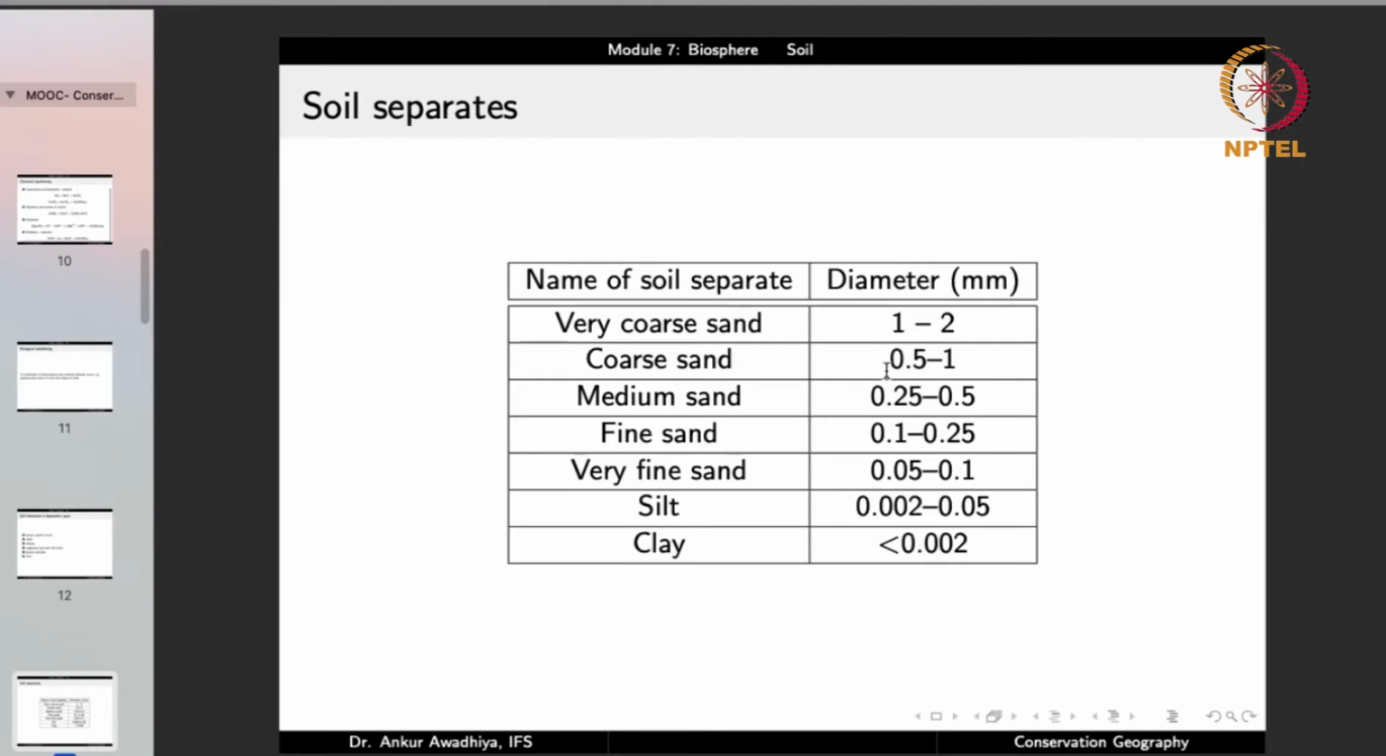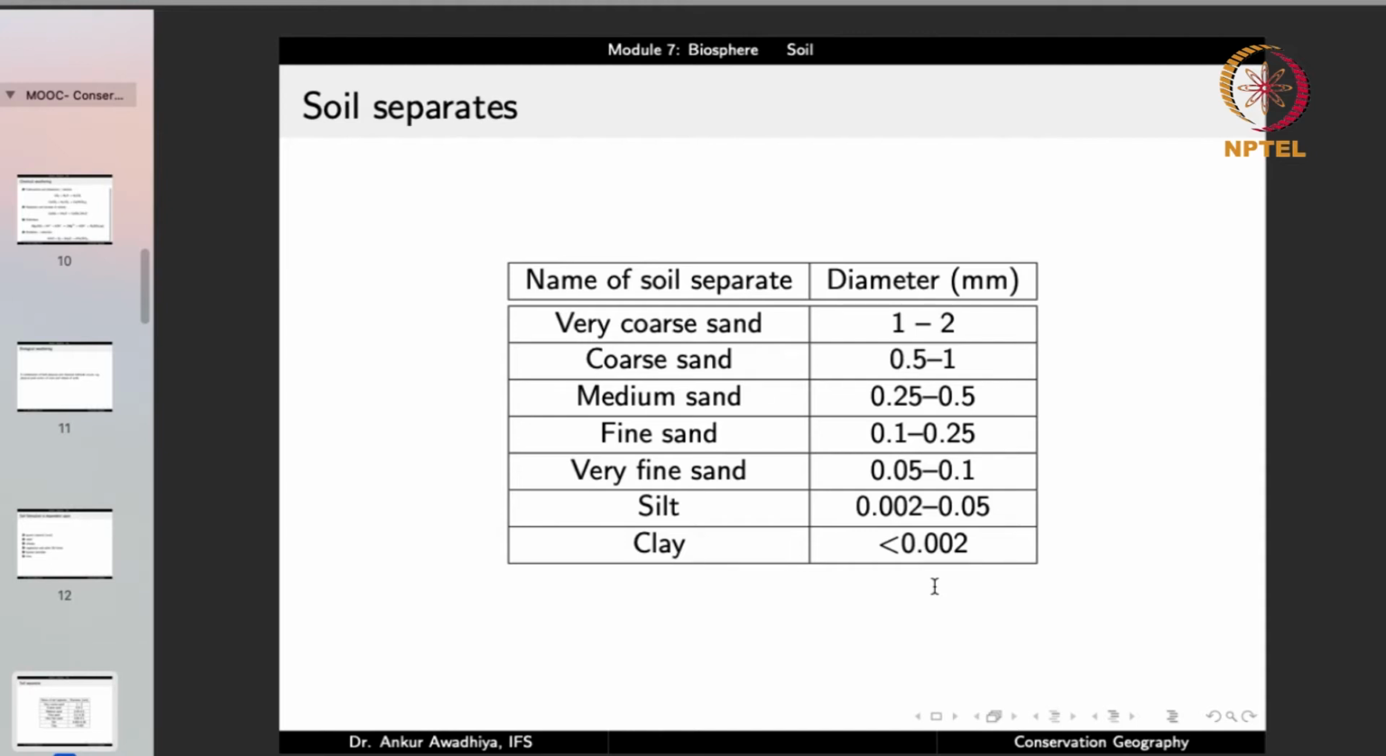Then on a finer scale, we will have particles between 0.5 to 1 millimeter in size, and we call them coarse sand. Particles between 0.25 to 0.5 millimeters in diameter are medium sand. Then we have fine sand from 0.1 to 0.25 millimeters, very fine sand from 0.05 to 0.1 millimeter, silt which is 0.002 millimeters to 0.05 millimeters, and clay comprising all those fragments that have a diameter of less than 0.002 millimeter. So these are soil separates.